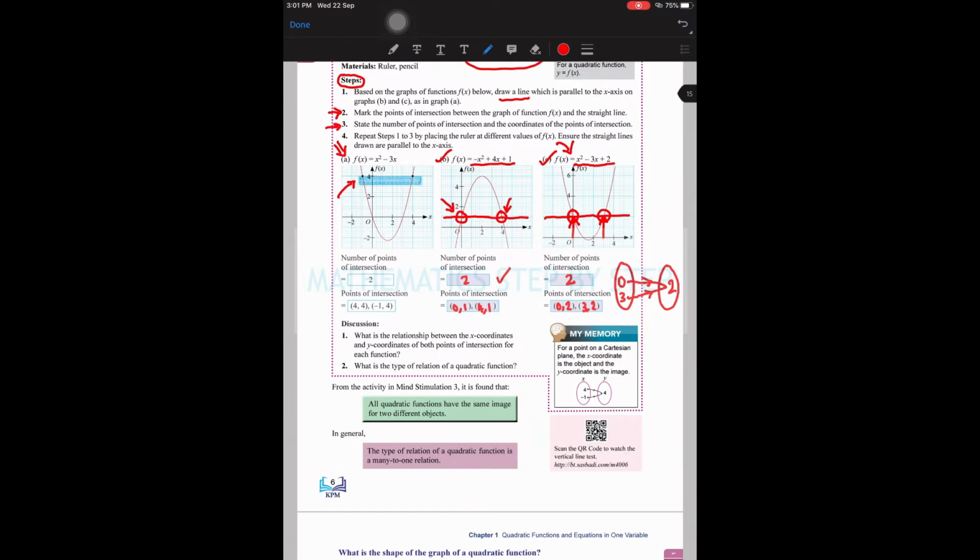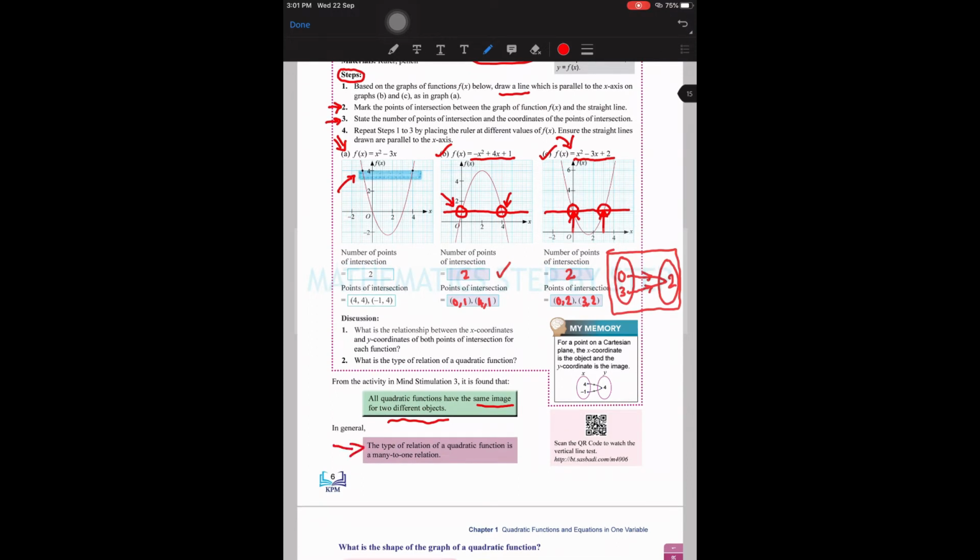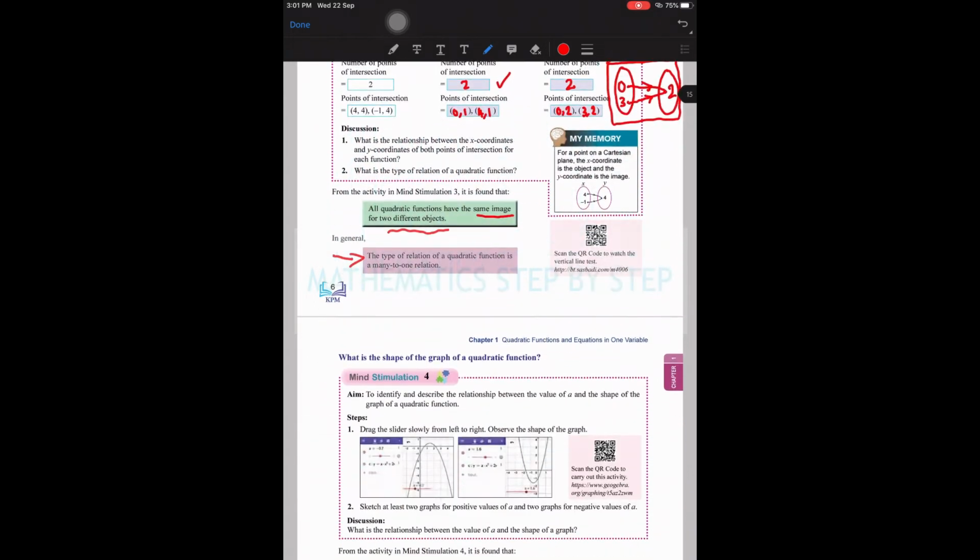So all quadratic functions have the same image for 2 different objects. We already shown it here, okay? So I hope you still remember. We have learned it before this. So the type of relation of a quadratic function is a many-to-one relation, okay?